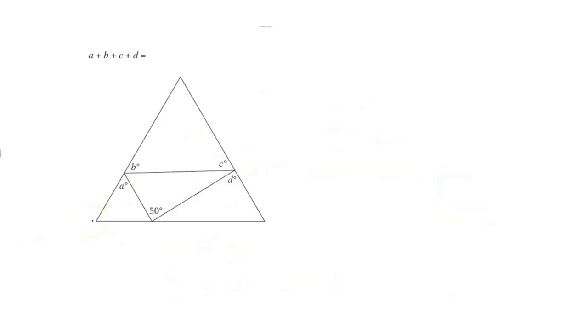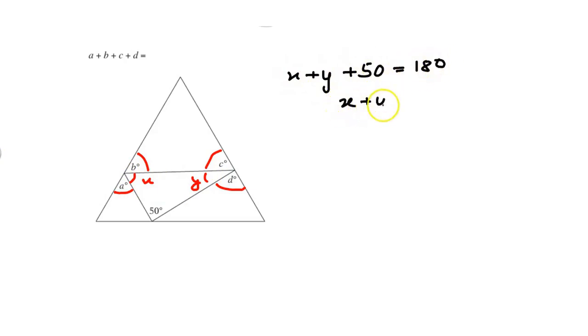Let's try one more question. Here we have to find A plus B plus C plus D. So for that, we can simply first figure out these angles. This is A, this is D, this is C, and this is B. Now let's take this as X and Y. Now X plus Y plus 50 degree will be equal to 180 degree. So X plus Y will be equal to 180 minus 50, that is 130 degree.